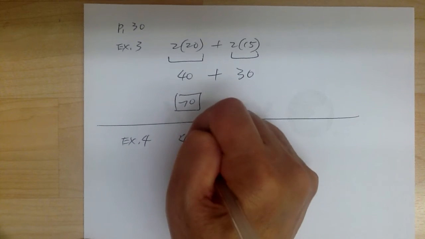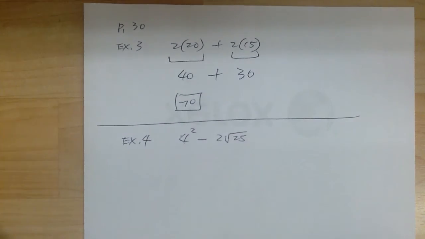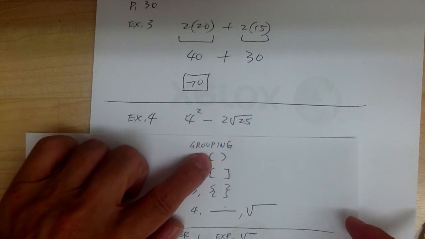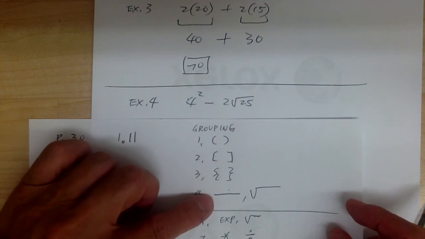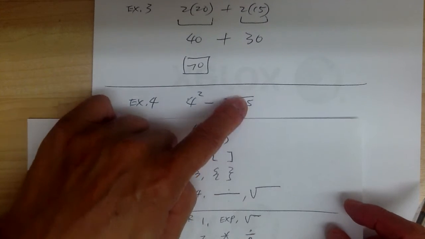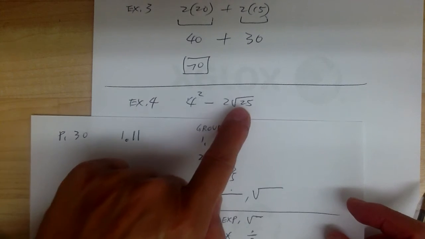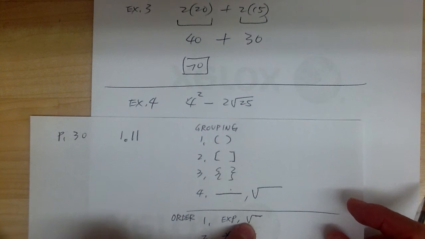Example 4: you've got 4 squared minus 2 times the square root of 25. First, let's check: do you have any parentheses? No. Brackets? No. Braces? No. Divisions? No. This one. Now again, this is not grouping, because in order to be a group, you need to have more than one number. This has only one number, so this is not grouping. This one is this one here.